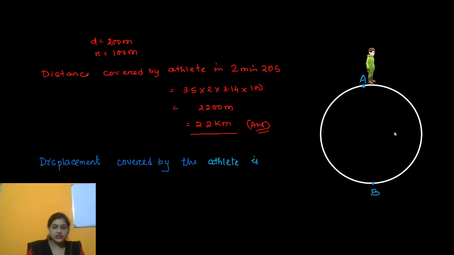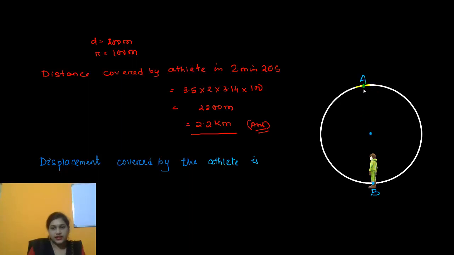You can see here also, this is 1 and this is 2 and this is a complete 3 rounds and a half. Okay, 3.5. So this is his final position. So see, we have to calculate this shortest distance. This is A and this is point B.